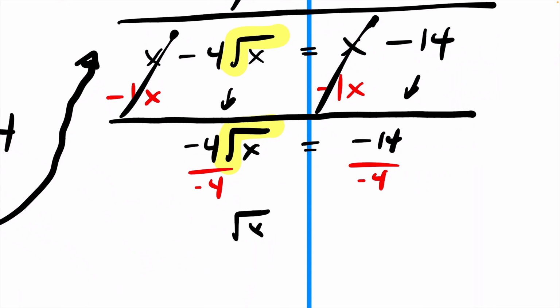So I get square root of x. Even though 4 doesn't go into 14 evenly, it's still a negative divided by a negative. That makes a positive. So I can just rewrite it as 14 over 4. You can reduce it to 7 over 2. That's okay.